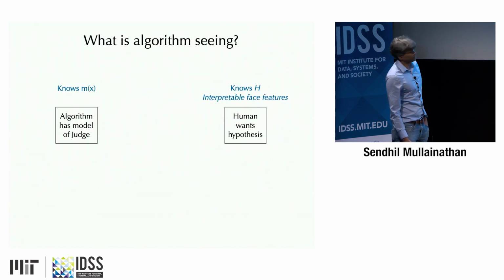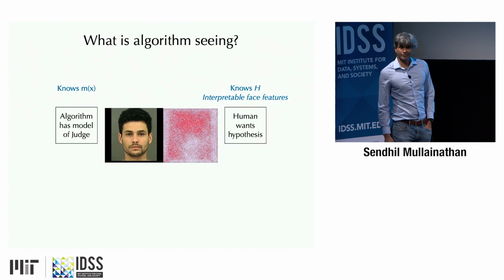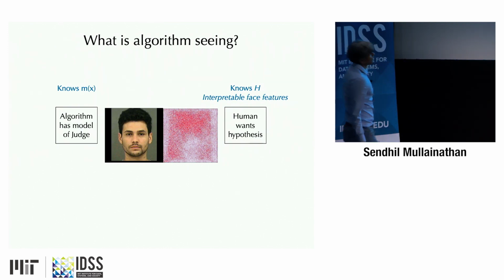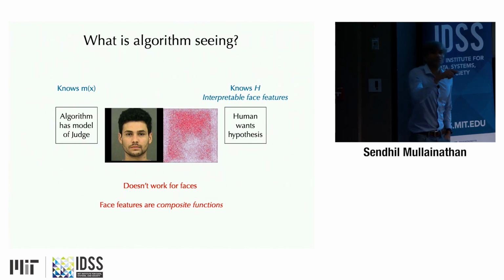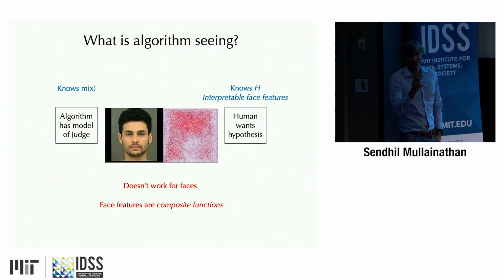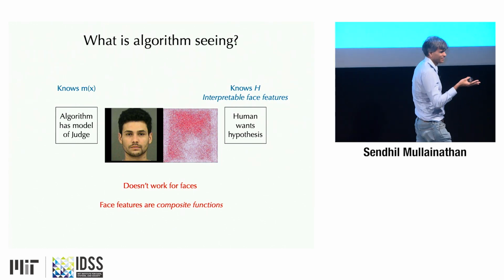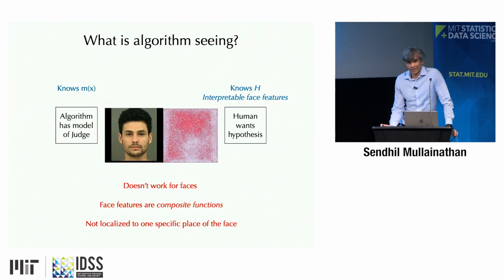And let's do that. So this is an example. This is a mugshot. If you do that for our predictor, you get this, which is a very insightful saliency map that tells you the algorithm is looking at the face. It really doesn't work here, for kind of obvious reasons. Face features are composite functions. There is no single point in the face that tells you, oh, if you look here, you can see if someone is attractive. For some reason, I always use that example, and then at this point in the talk, I become very self-conscious that people are looking at my face. This feels like I should find a different example. They're not localized to one specific place in the face.